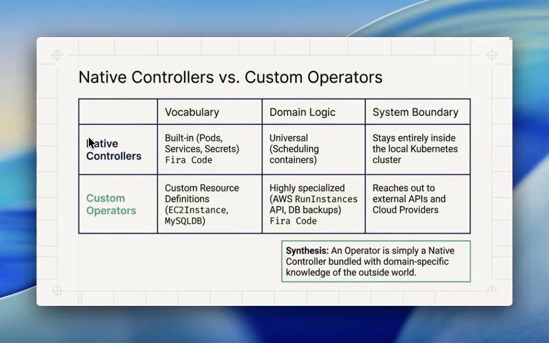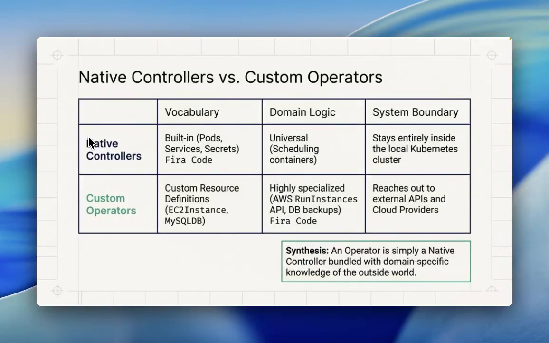So what are the native controllers? These are built in, like pods, services, secrets. They have the universal domain logic, which is about how you do scheduling and routing, and they have system boundaries, like being inside the local Kubernetes cluster.